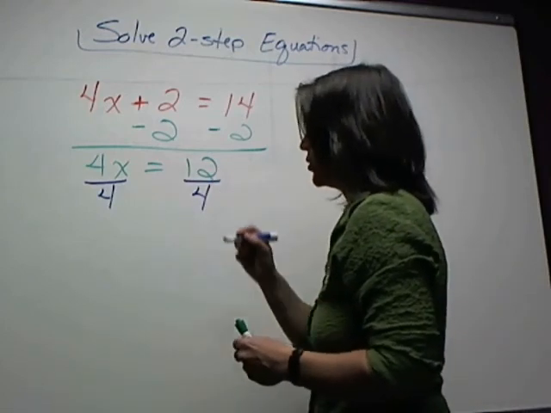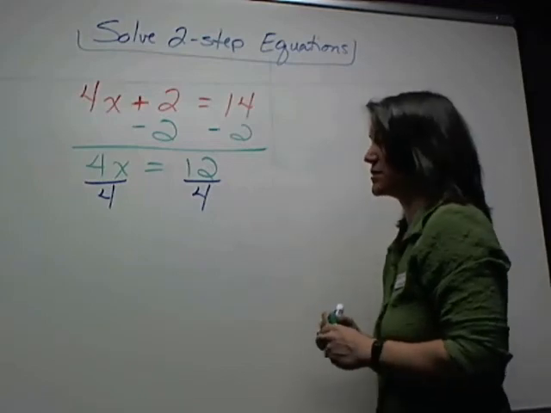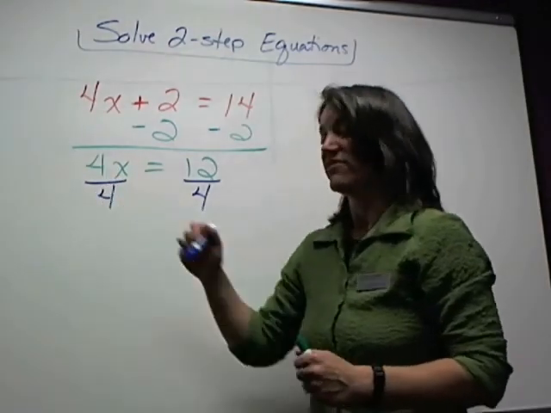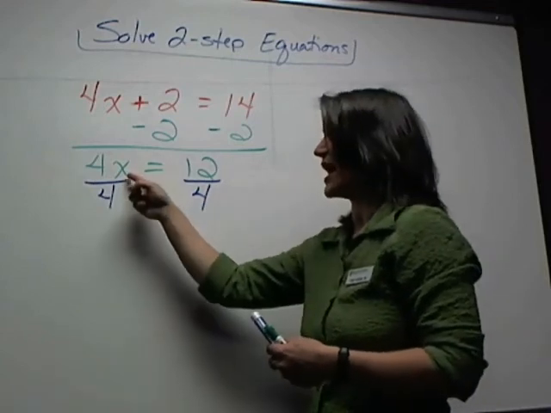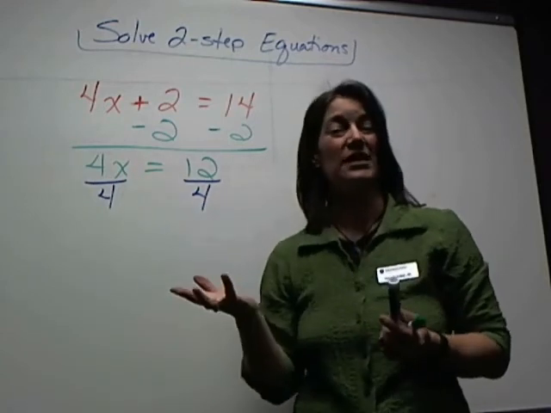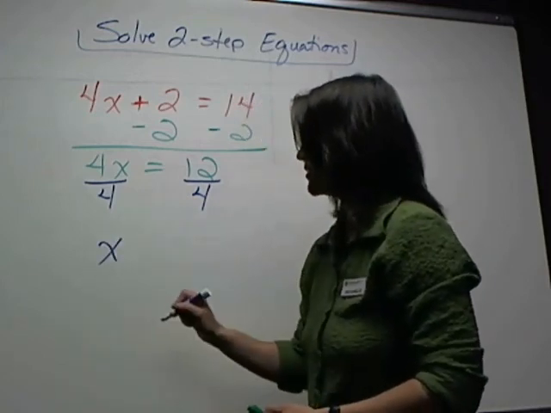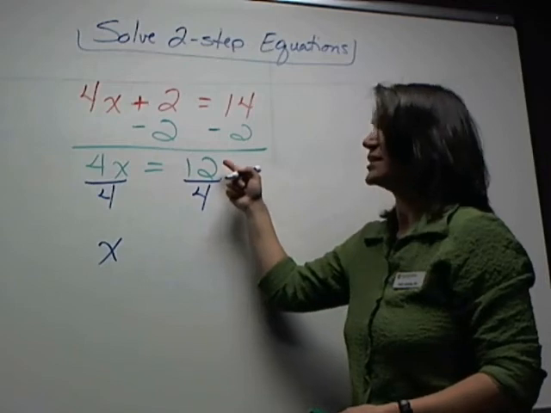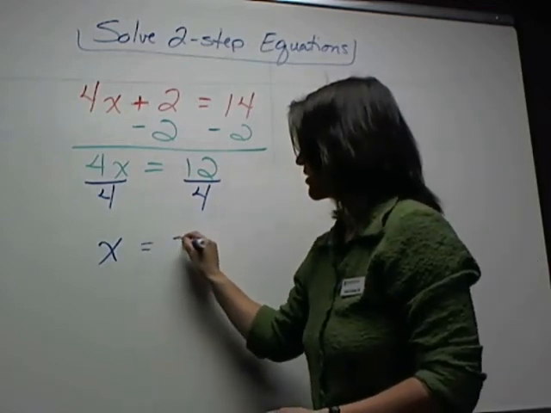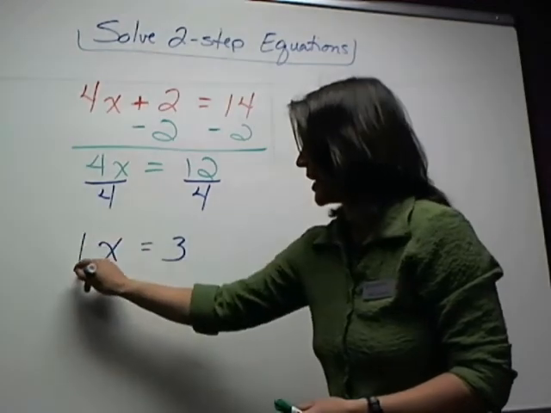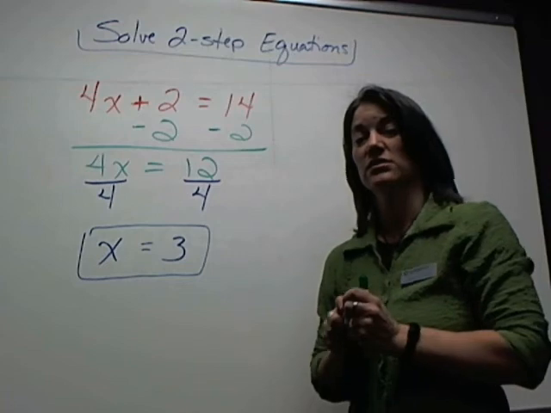Once again, whatever I do to one side, I have to do the exact same thing to the other side to keep it balanced. 4 divided by 4, any number divided by itself, is 1. 1 times x is x, because 1 times anything is anything. And that's how we get x by itself. On the other side, we have to do the division, top number divided by bottom. 12 divided by 4 is 3. So x equals 3 is the solution to this equation.